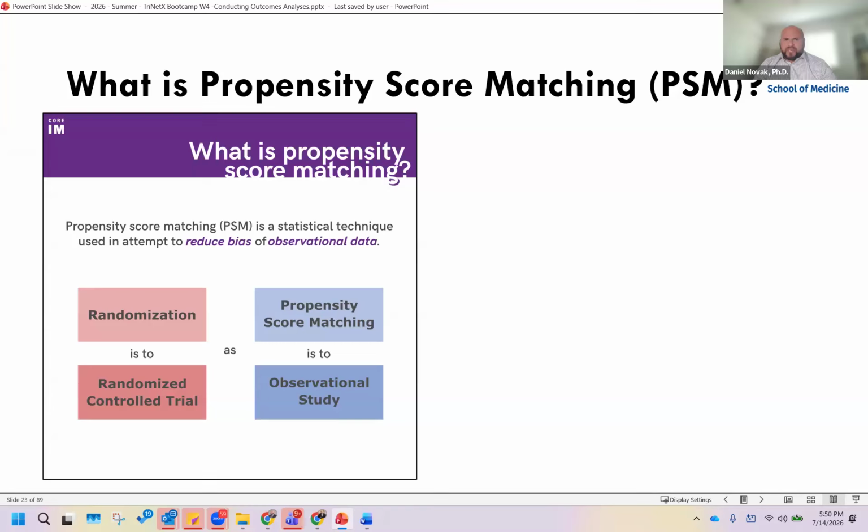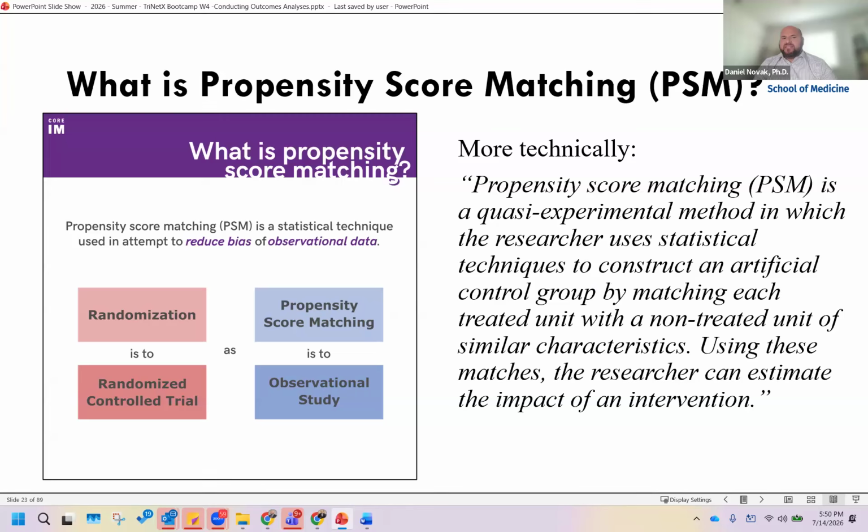As we described last time, propensity score matching plays the same role in our studies as randomization does in a randomized controlled trial. That is, it is a statistical tool that we can use to attempt to reduce bias in our studies. Now, it has some limitations compared to randomization.